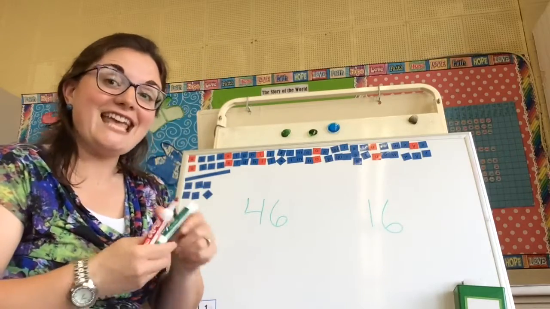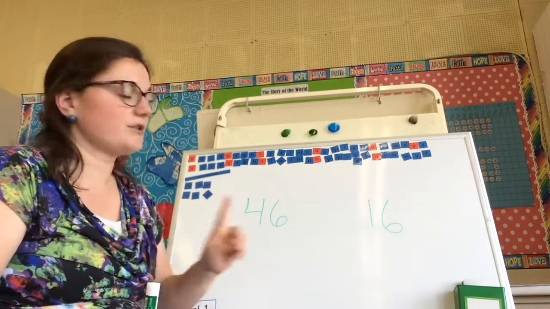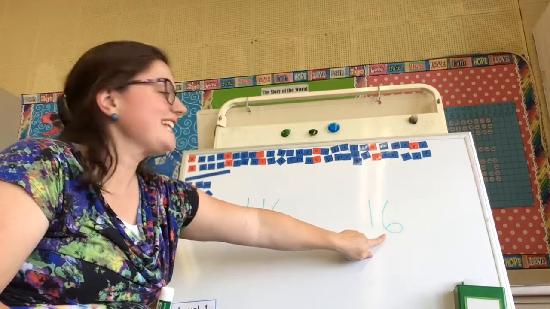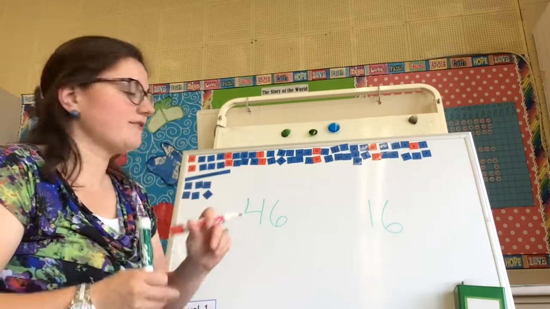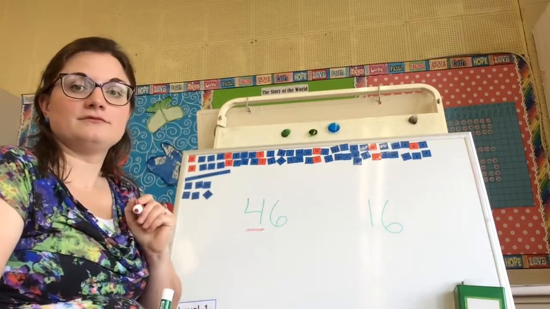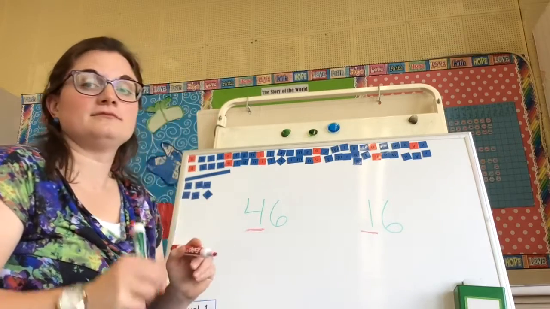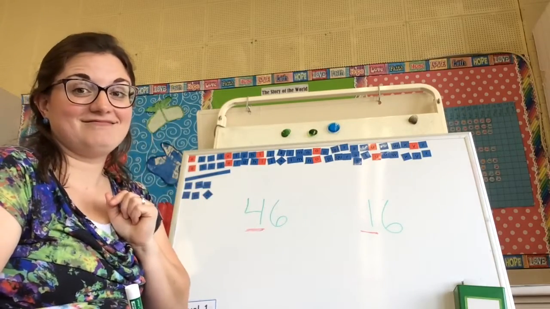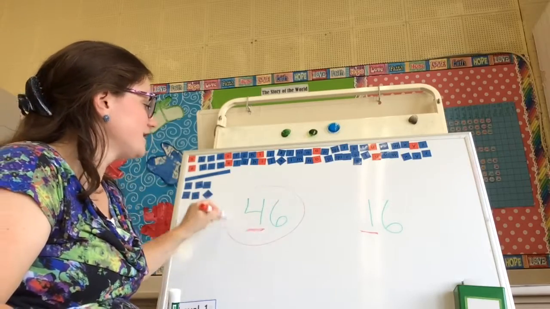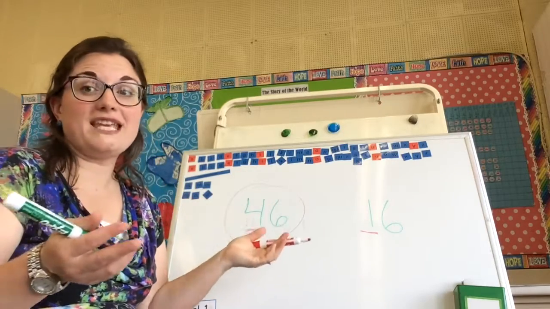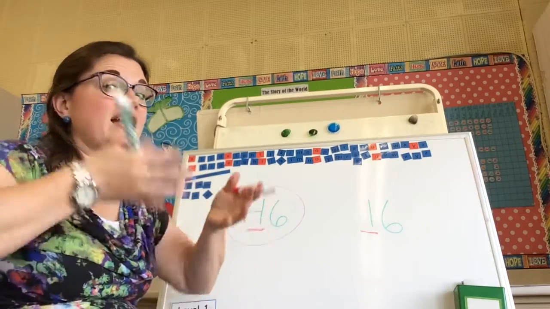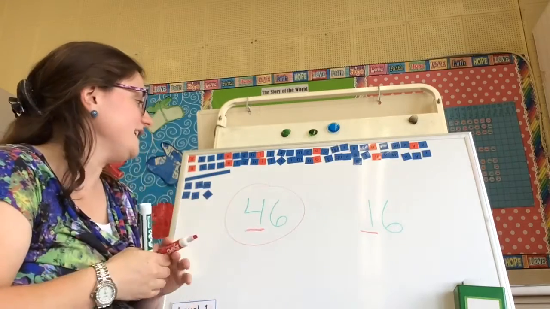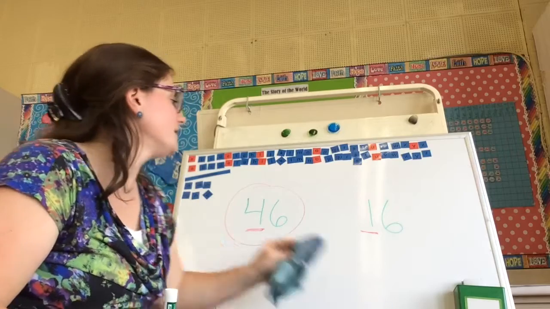Okay, so we're going to start in the tens. Let's say these numbers out loud first. What number is this? 46. What number is this? 16. So let's look at the tens. How many tens do I have here? 4 tens. How many tens do I have over here? 1. So which is bigger, 4 tens or 1 ten? 4 is bigger. Did I even need to look at the ones? No, because if right away the tens are different, that's going to make the number bigger. It doesn't matter how many ones it has. If it has more tens, it's going to be larger.